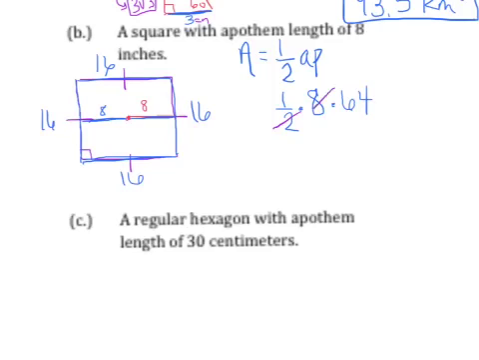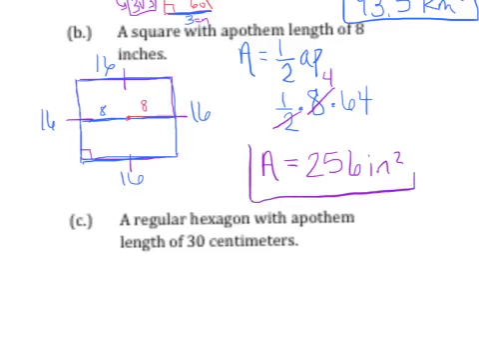Okay, let's simplify this. So 2 will go into 8 4 times. Now we just have to multiply 4 times 64, which is 256 inches squared. So that would be our area.